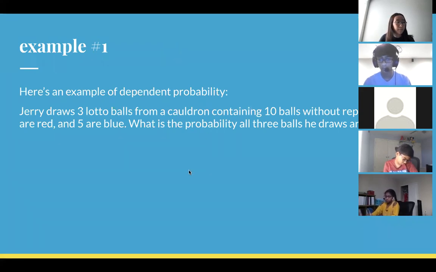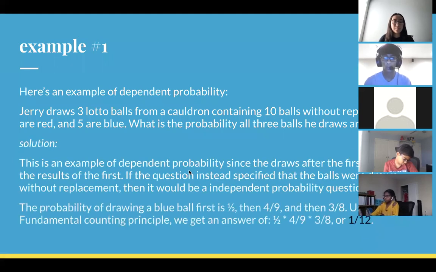All right. So the answer here is going to be 1/12, but mainly what matters here is the way we got the answer. The probability of drawing a blue ball first is going to be 5/10, right? Because there are 5 blue balls over 10 total balls. Then, since it's without replacement, there's going to be one ball less every time. So it's going to be 4/9 this time.